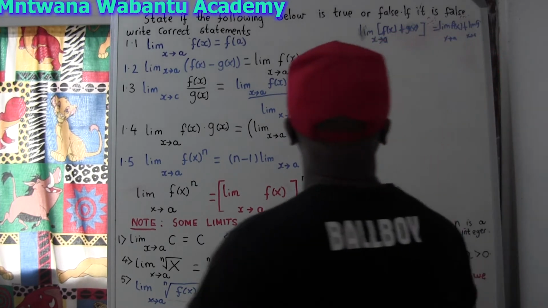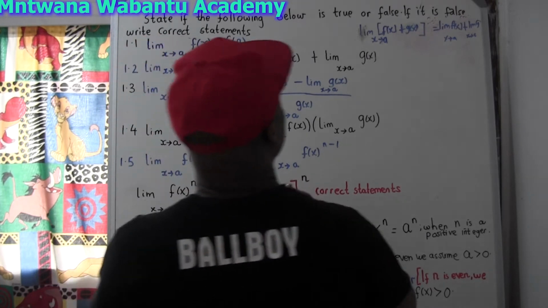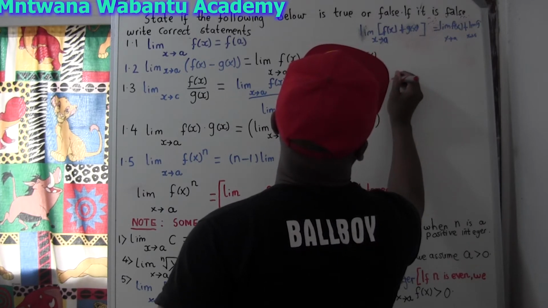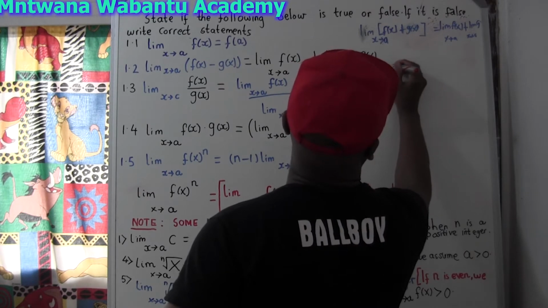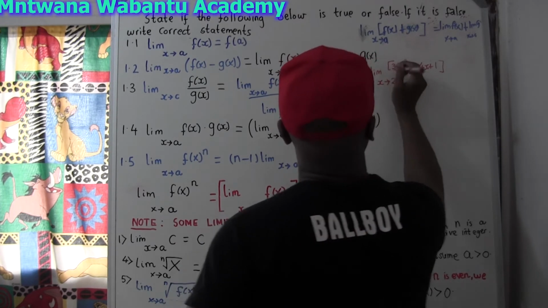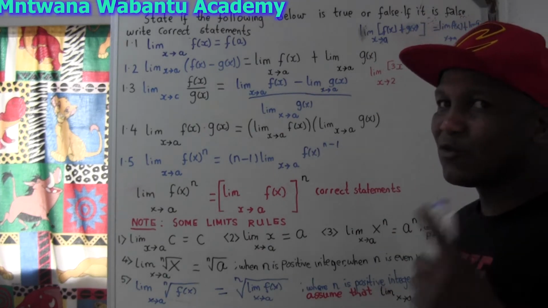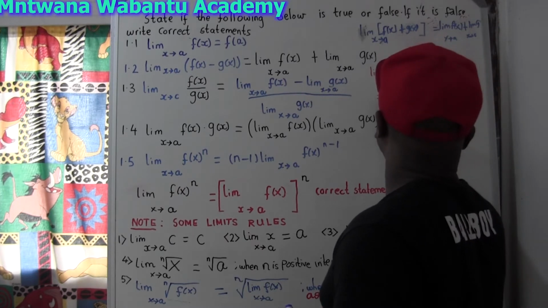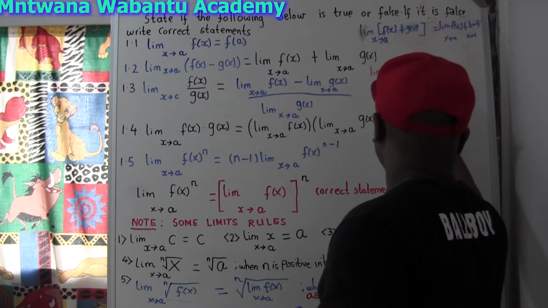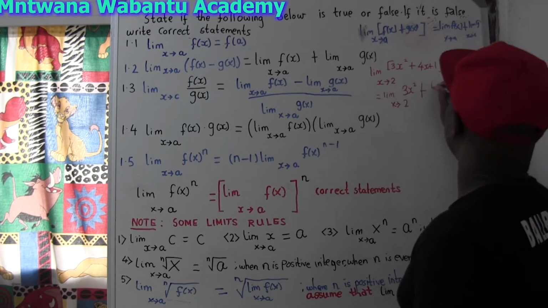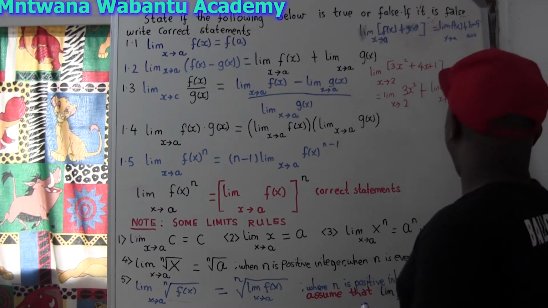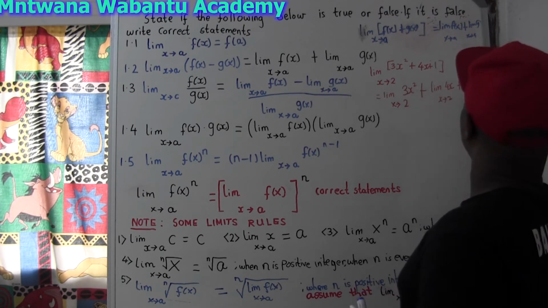For example, if somebody gives me something like this, let's say limit x approaches 2 of x squared times 3, and then plus 4x plus 1. So we want to see if the rule works. Whatever we get here, is it going to be the same as if I take it separately: limit x approaches 2 of the first one, plus limit x approaches 2 of the second one, which is 4x, plus limit x approaches 2 of the last one.